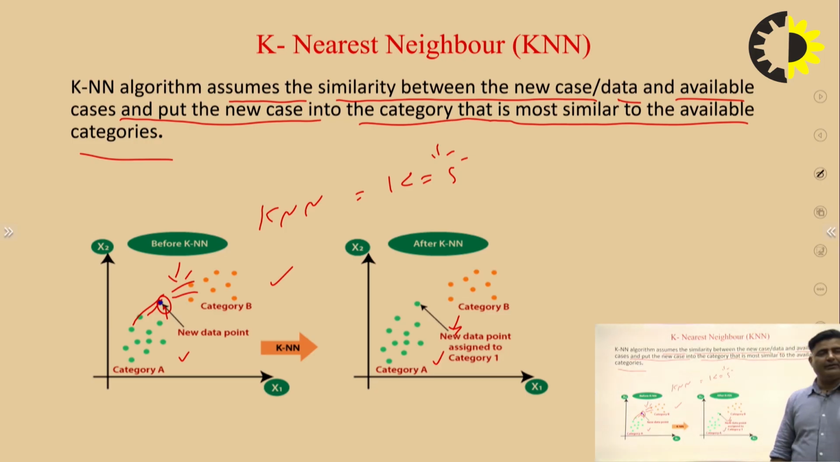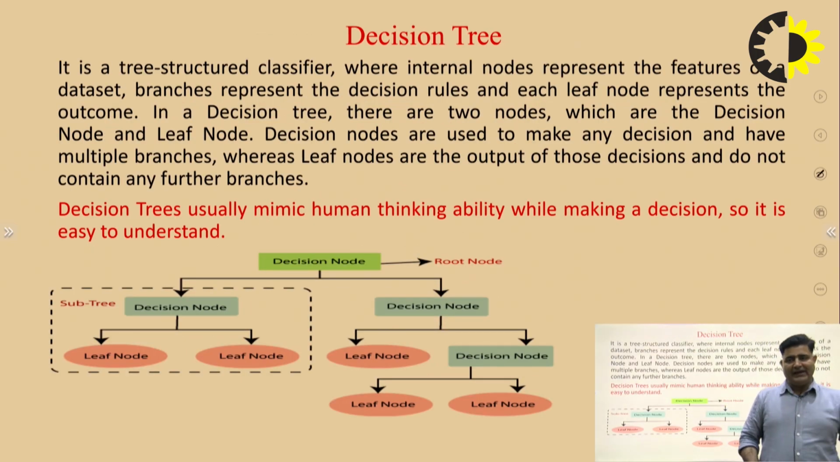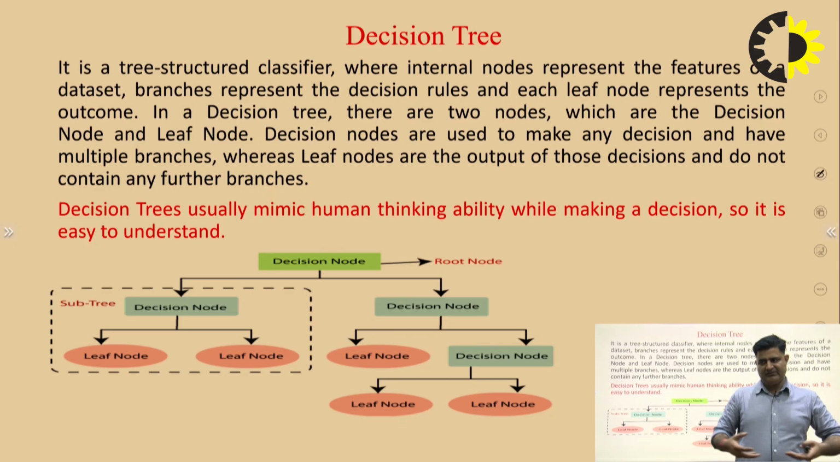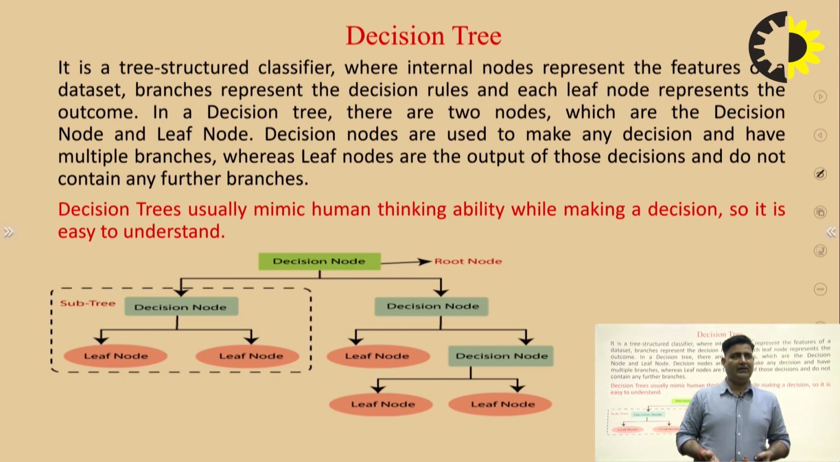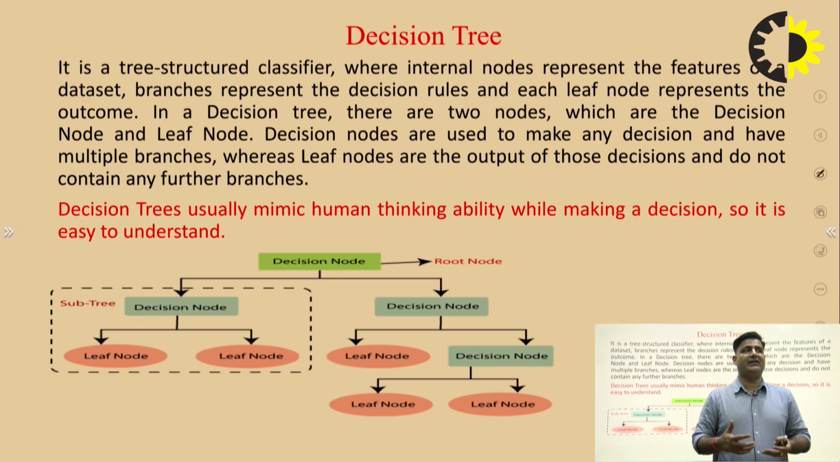This is the basic idea of the KNN model. Then we have the decision tree. If the size of the data set is large, we should mostly prefer the decision tree. It is a tree-structured classifier in which the internal nodes represent the features of the data set, and the branches represent the decision rules, and each leaf node represents the outcome.